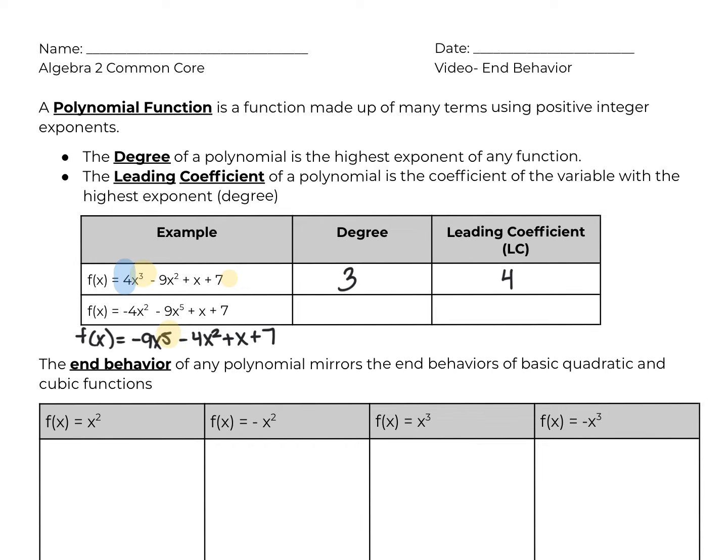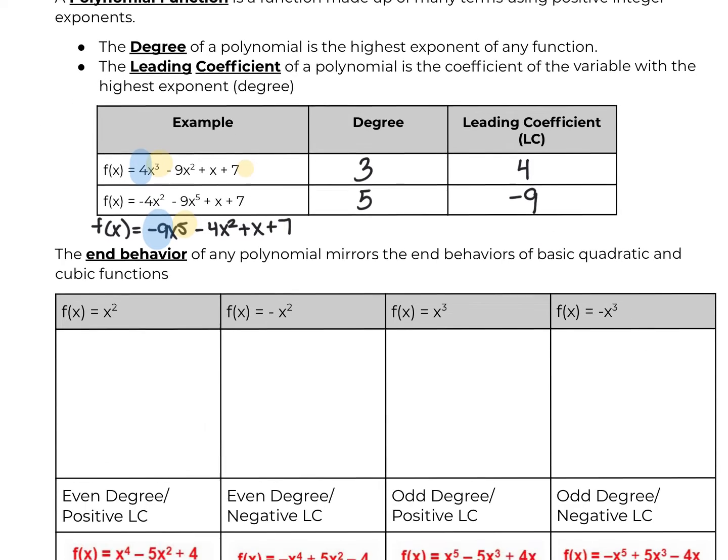So now we can compare the degree. Degree is the highest exponent, which I've moved to the front now, which is 5. And my leading coefficient is the number in front of that highest degree. So the leading coefficient here would be negative 9. Be very careful not to just pick the first term, because it might be hidden that the highest degree is inside the polynomial somewhere. So standard form is always something that you want to do first.